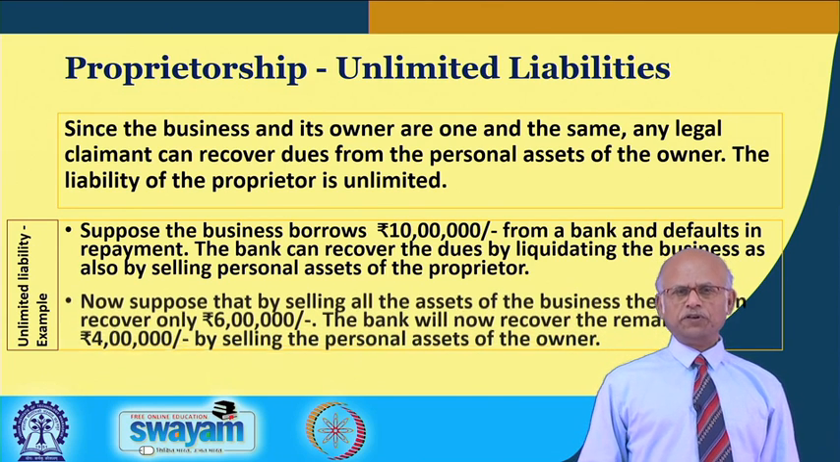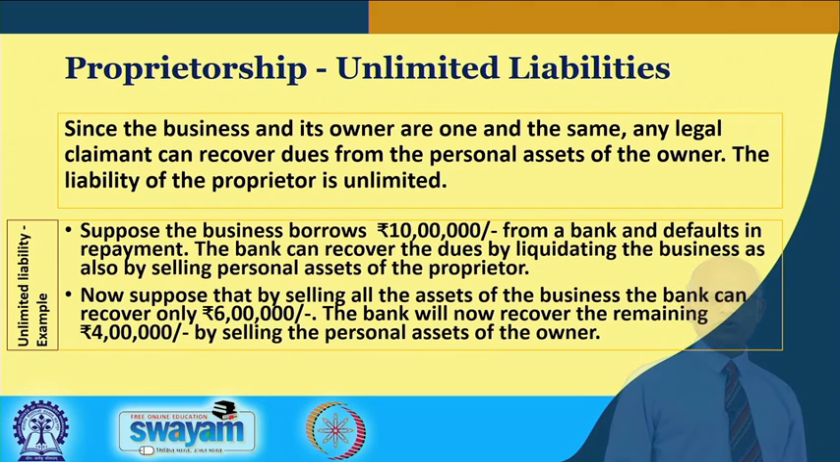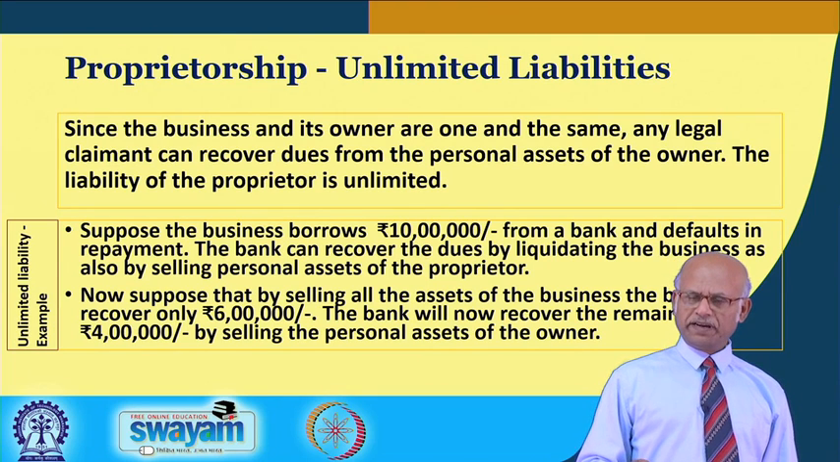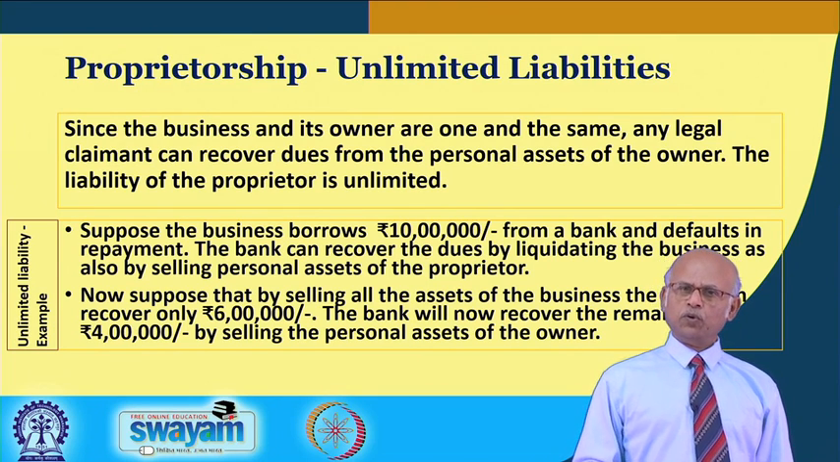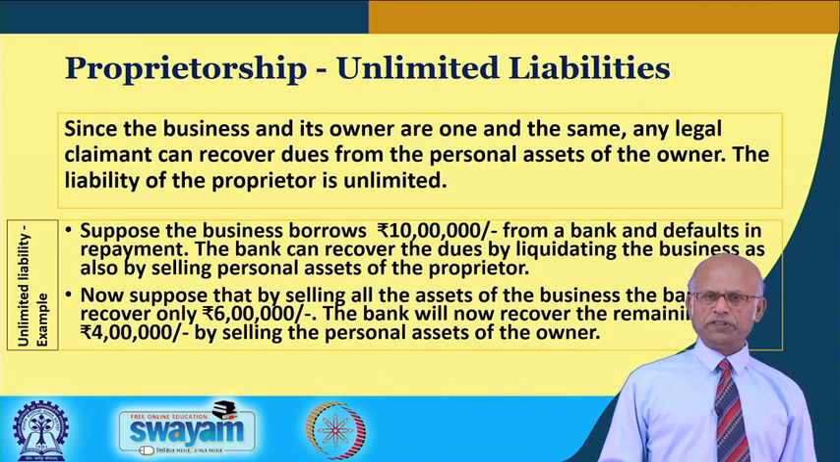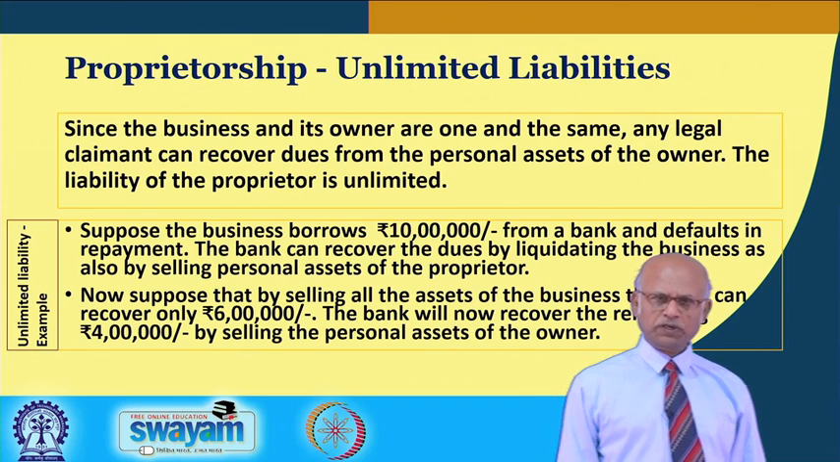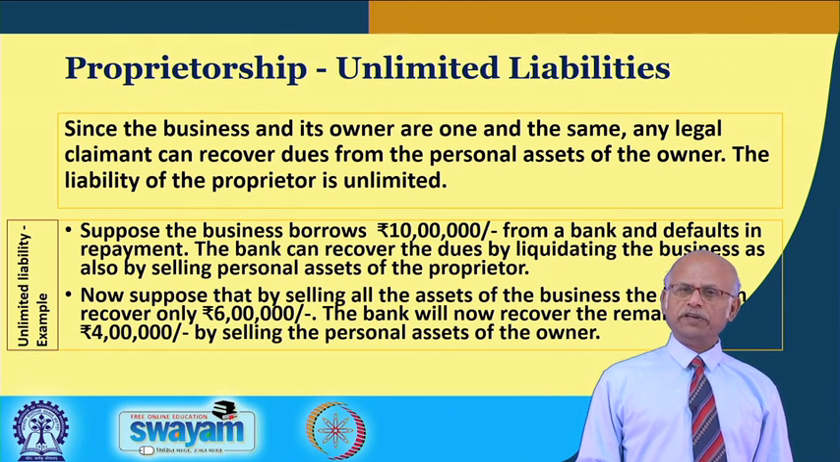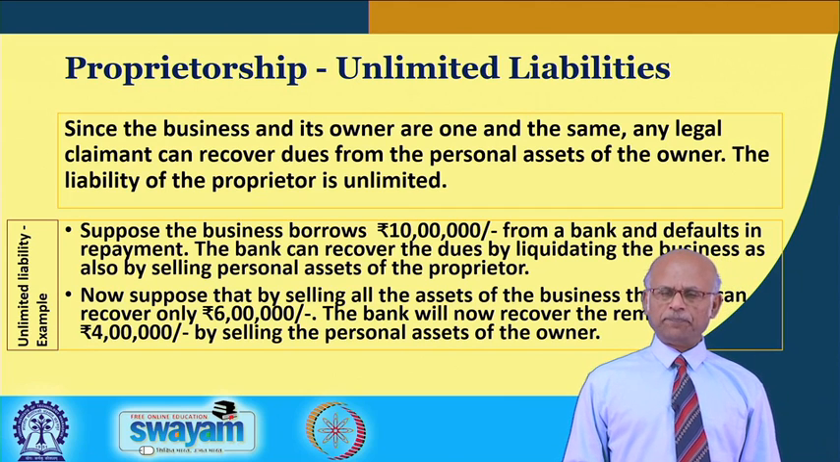Now, the bank will try to recover the money. The first source for recovering the money is selling the assets of the business. Suppose by selling the assets of the business, the bank is able to recover only 6 lakh rupees. Now, the bank will lay its hands on the personal assets of the owner or proprietor to recover the remaining 4 lakh rupees. If the owner has a house or any other property for that matter, the bank will try to liquidate that and get the remaining 4 lakh.